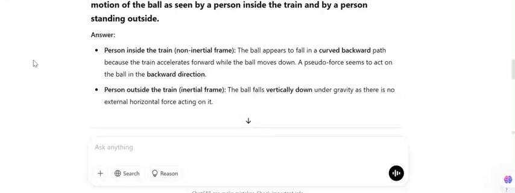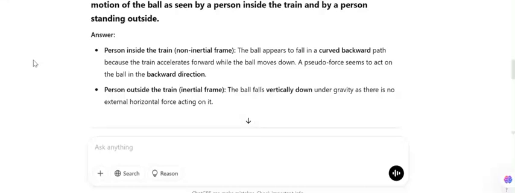So the question is, a ball is dropped inside the train that is accelerating forward. Describe the motion of the ball as it is seen by the person inside the train and by the person standing outside the train. Inside the train, the ball appears to fall in a curved backward path, because the train accelerates forward and the ball moves down. Isn't it? Yes, ma'am.